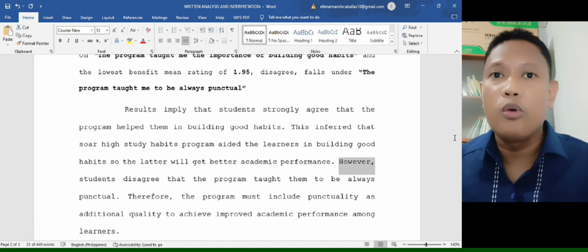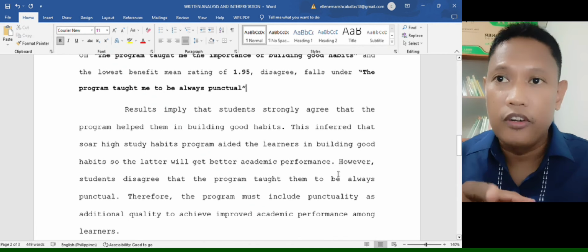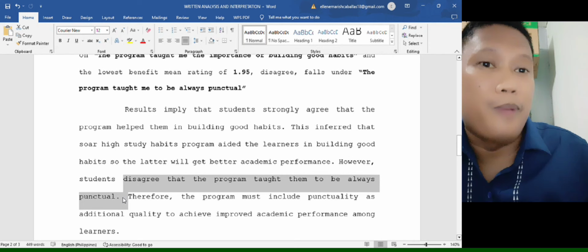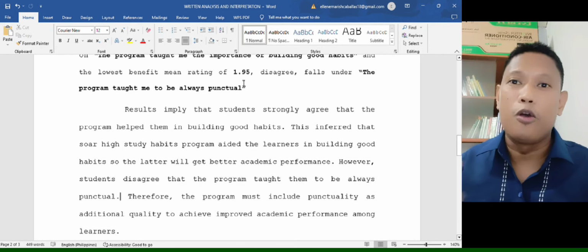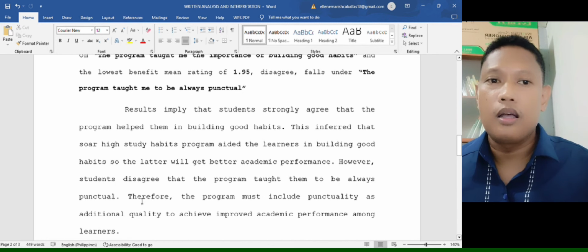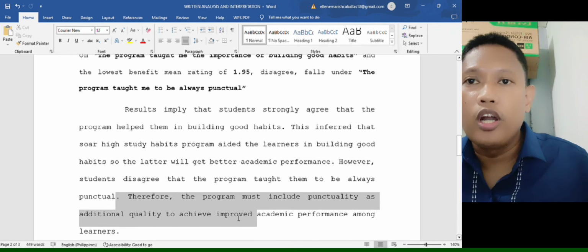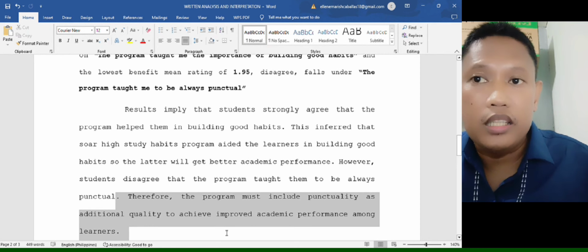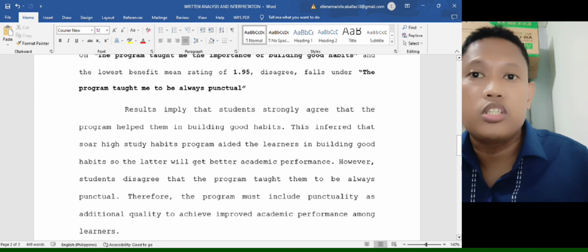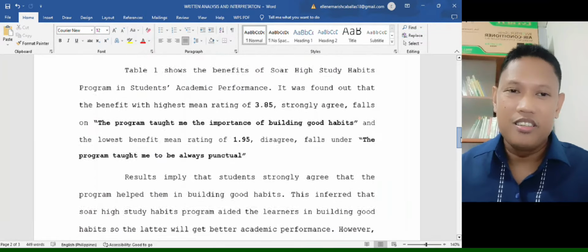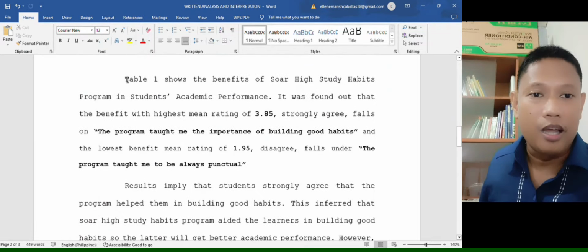However, what's the lowest one? So, there is however. However, students disagree that the program taught them to be always punctual because that's the lowest one. So, what's the implication? I mean, what's the conclusion? Therefore, the program must include punctuality as additional quality to achieve improved academic performance among learners. Okay, so we already have 2 paragraphs.